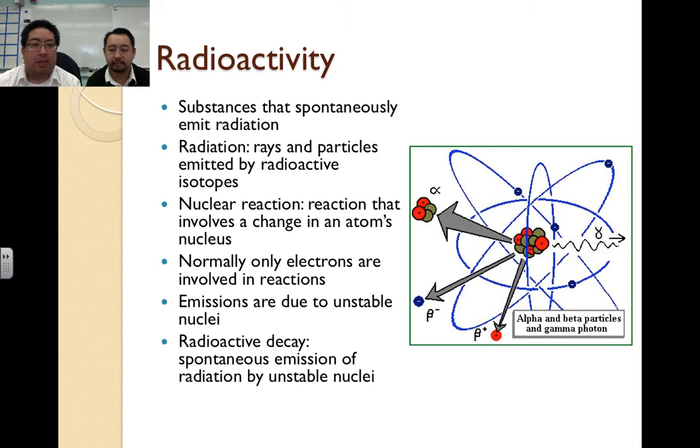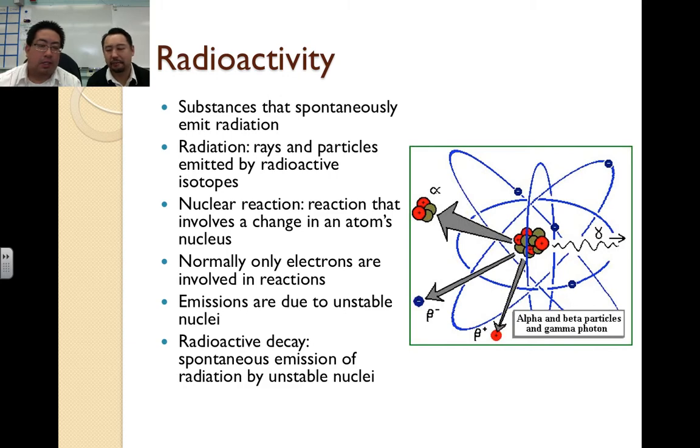Radioactivity is something that emits radiation from a substance. Radiation consists of rays or particles that are emitted by radioactive isotopes, and this is the result of a nuclear reaction. A nuclear reaction is where there's a change in the nucleus of an atom. Normally electrons are involved in these reactions, but there are other particles that we'll introduce today as well. The emissions are due to unstable nuclei, and we'll talk about why these nuclei are unstable in the first place.